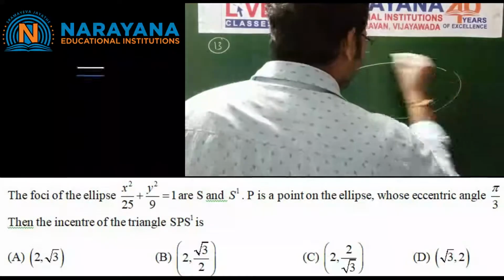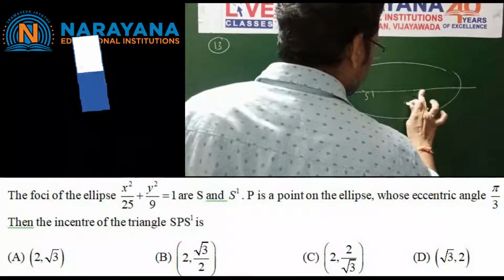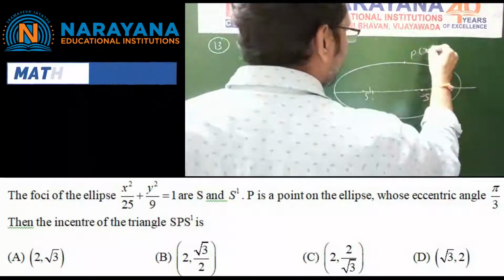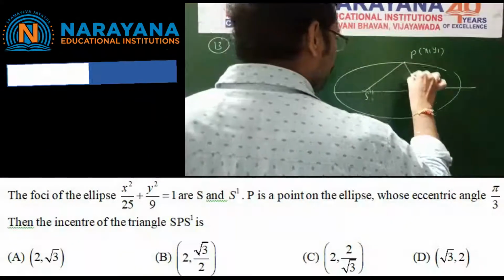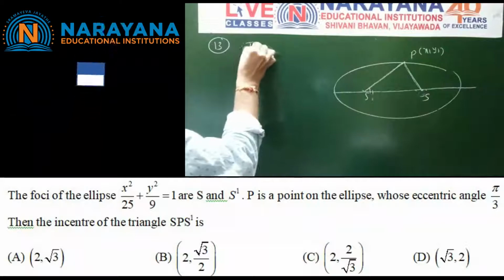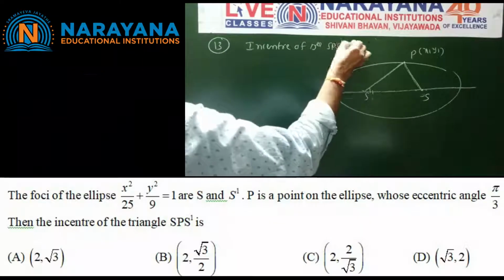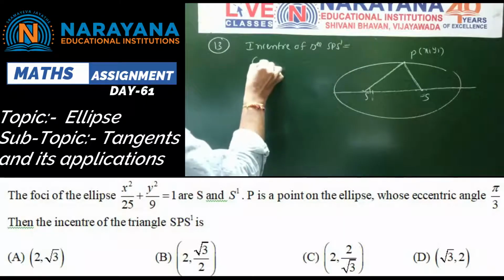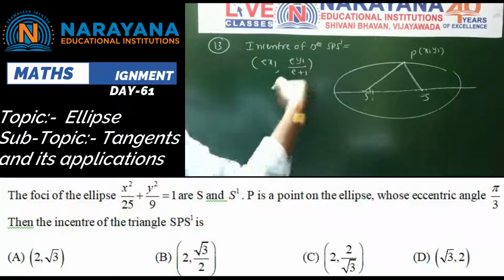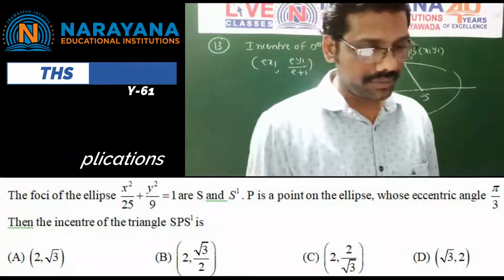This is the ellipse. S and S dash are the foci of the ellipse, and this is the major axis. P is a point on the ellipse, P is (x1, y1). We know that the incenter of triangle S P S dash is (e x1, e y1 by e plus 1). This is the formula for the incenter of the triangle S P S dash on the ellipse.